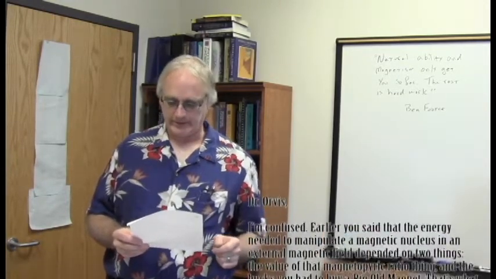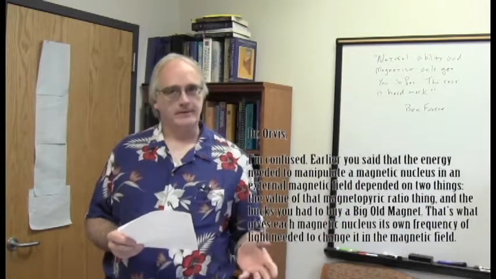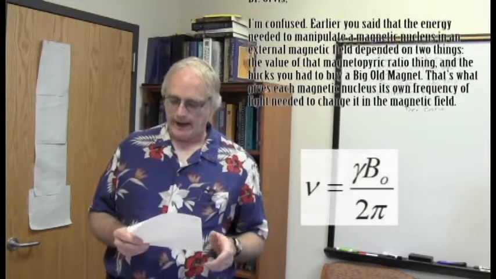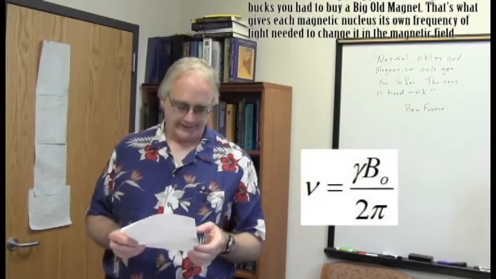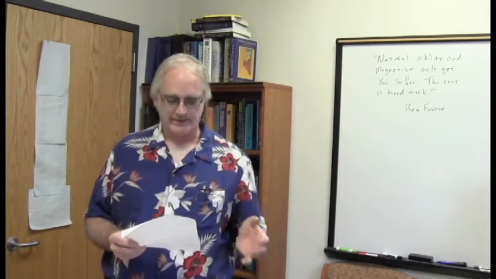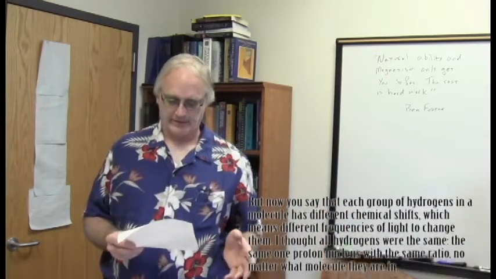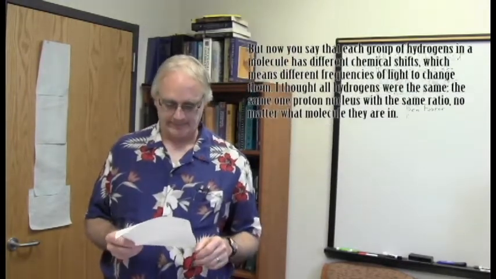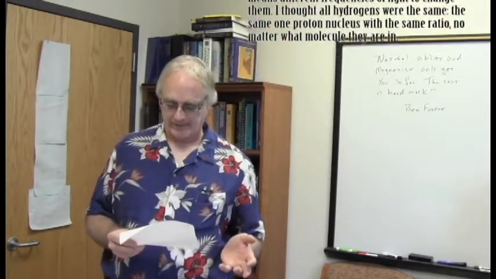Earlier you said that the energy needed to manipulate a magnetic nucleus in an external magnetic field depended upon two things: the value of that magnetogyric ratio thingy, and the bucks you had to spend to buy a big old magnet. That's what gives each magnetic nucleus its own frequency of light needed to change it in the magnetic field. But now you come along and say that each group of hydrogens in a molecule has different chemical shifts, which means different frequencies of light to manipulate them. I thought all hydrogens were the same one proton nucleus with the same ratio, no matter what molecule they're in.